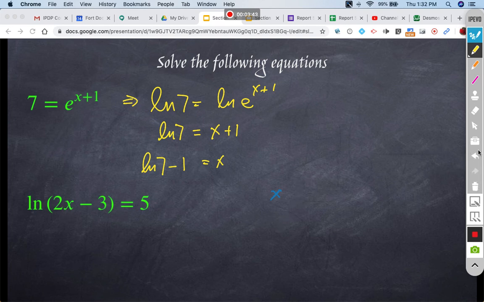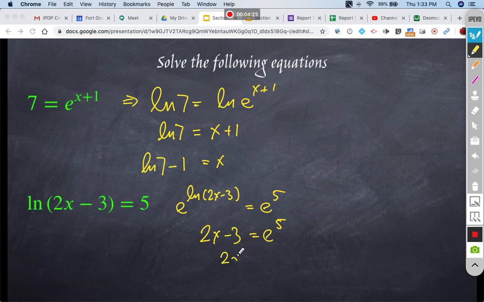Now on that one, let's get rid of my little blue X. Here I have a natural log. The inverse of natural log is the exponential function. So I'm going to plug both of these into the exponential function. I'm going to say e raised to the natural log of 2x minus 3 equals e raised to the 5th power. Again, e raised to the natural log, they cancel each other out. They're inverse functions. So I end up with 2x minus 3 equals e to the 5th. I really could find that number if I wanted to, but it's irrational and I don't want to. So I get 2x equals 3 plus e to the 5th. So x equals 3 plus e to the 5th, all divided by 2. That's the way we can take advantage of this inverse property to help us solve these equations.